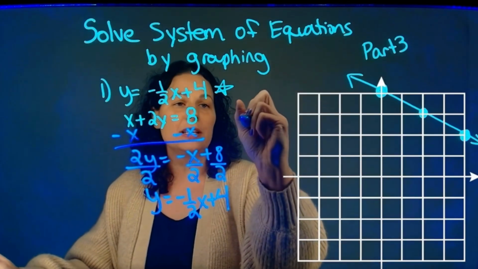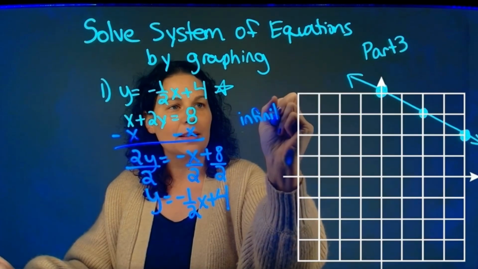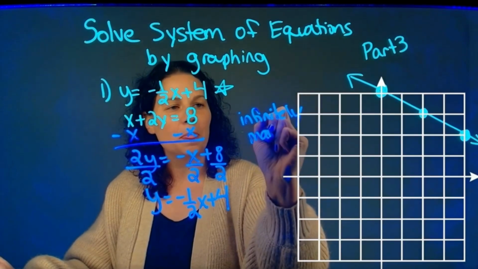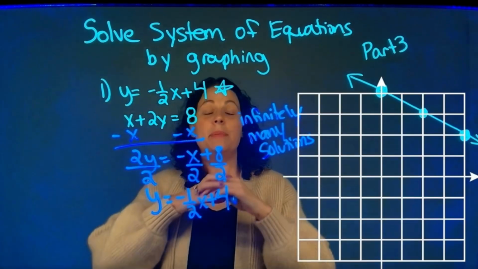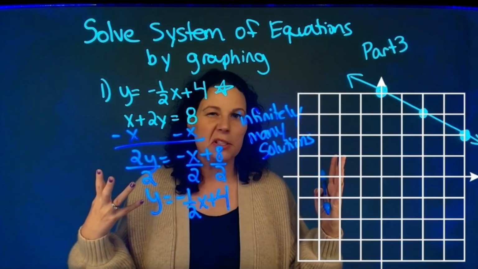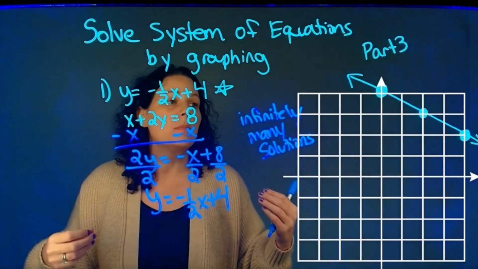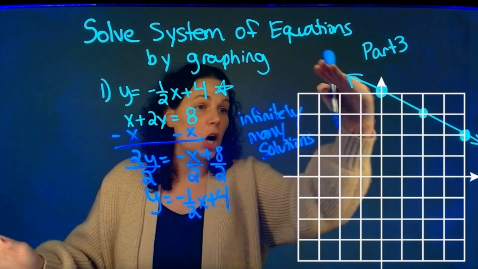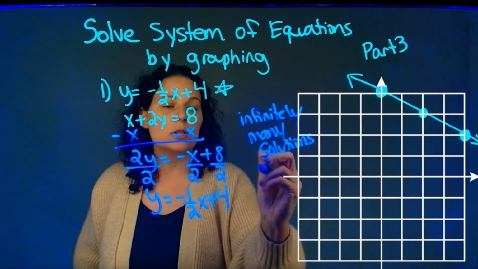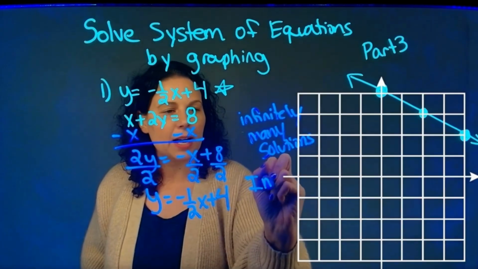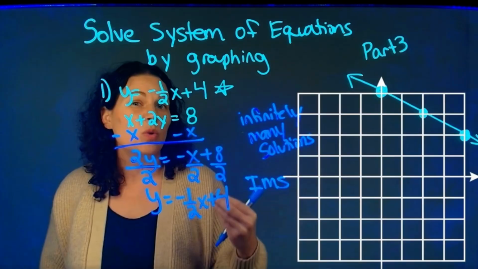That means our solution is infinitely many solutions. There's a bajillion, that's not a real number, we're going to pretend it is. There are so many points where these are the exact same because they're the same everywhere. It's on top of this line, both of them. So there's infinitely many solutions. Sometimes our teachers let us abbreviate IMS. There's a bunch of different ways you can abbreviate it, so see how your teacher wants you to write it.